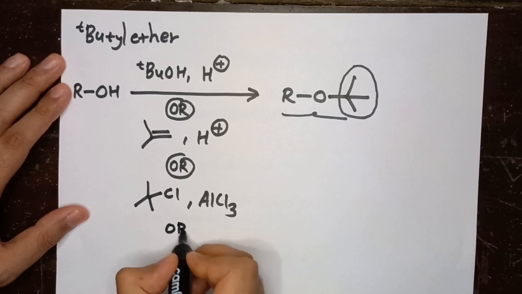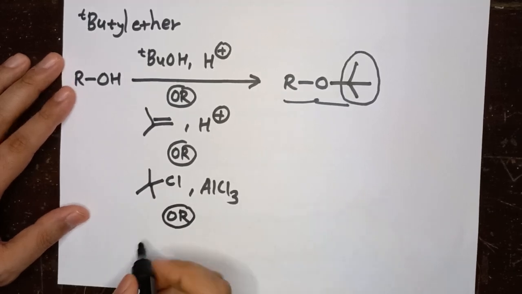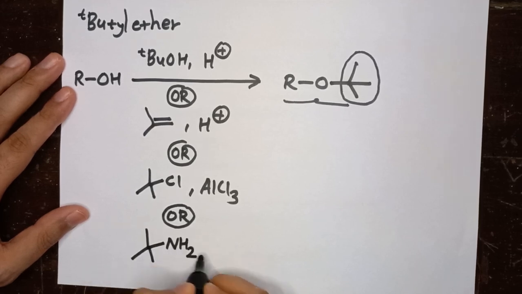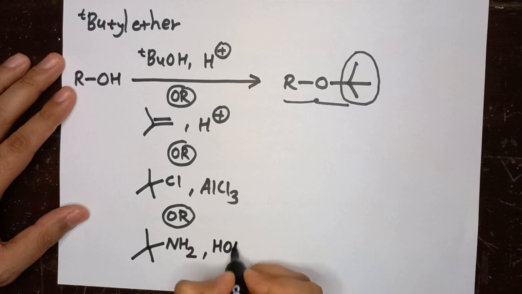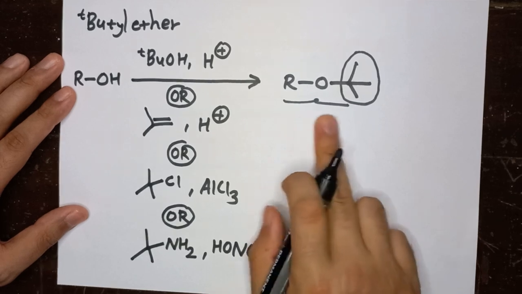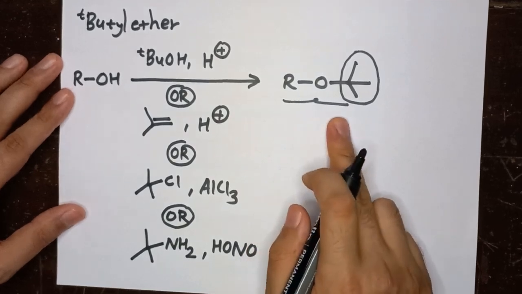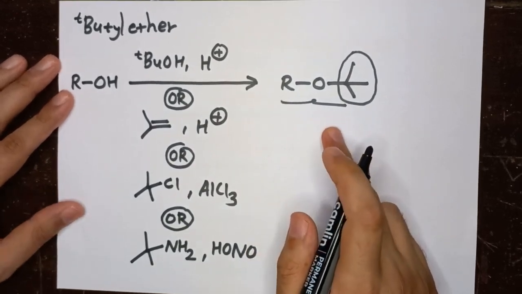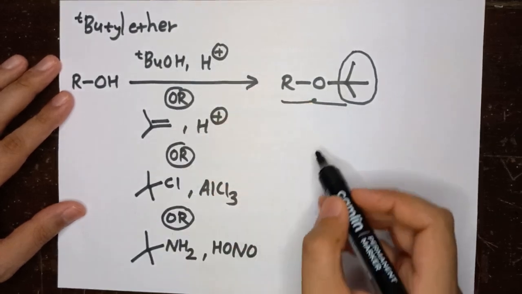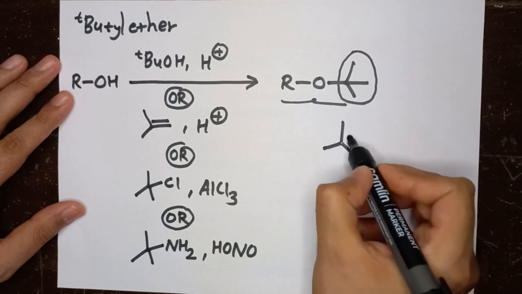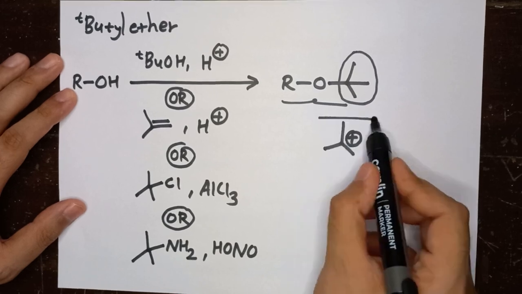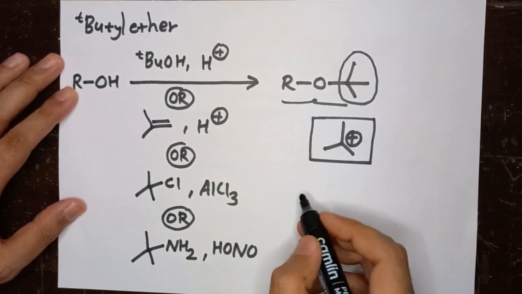You can also use this primary amine with nitrous acid. So use any of these and you will be able to form this tertiary butyl ether protection. Now what is the mechanism? All these reagents will generate this particular carbocation. How does it happen?